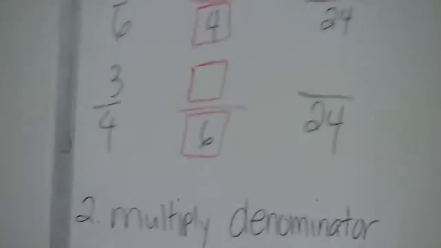And how about 3/4? 4 times what equals 24, Malin? 6. 4 times 6 equals 24. Whatever I do to the bottom, I need to do to the top. Step 3, multiply the numerator.